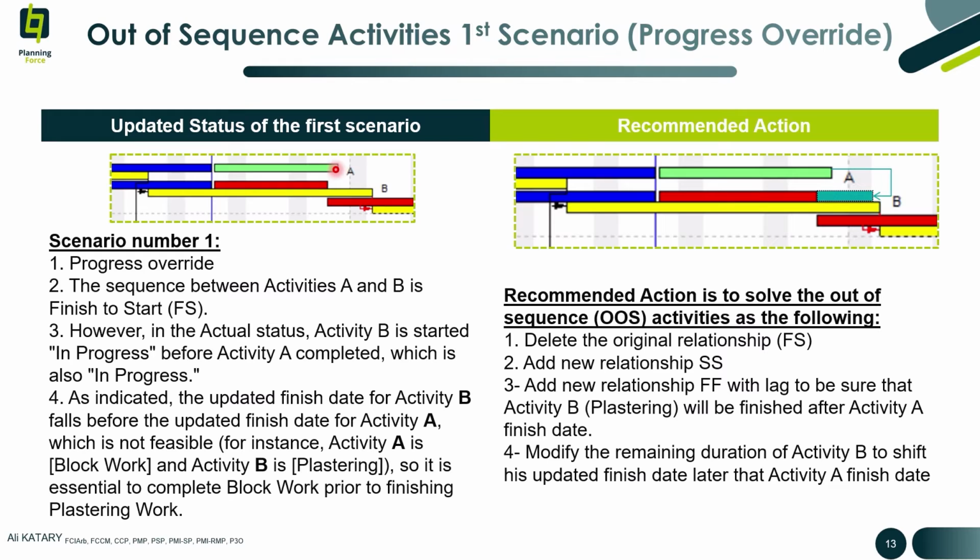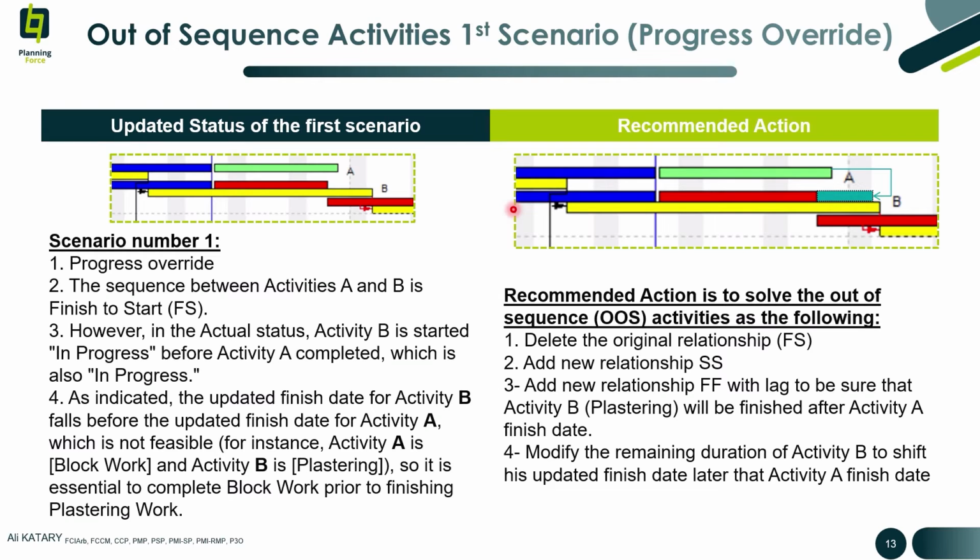The recommended action to solve this issue, first step is to delete the original relationship between both activities, which is finish to start. Second step, add a new relationship, start to start, between both activities. Third step, add a new relationship, finish to finish, with reasonable lag to be sure that activity B, which is plastering, will be finished after activity A finish date.